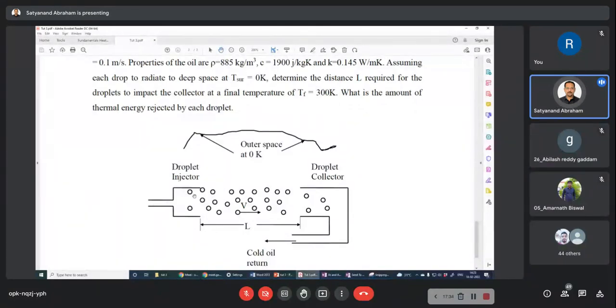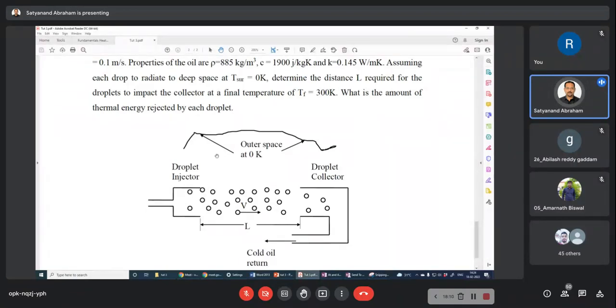These droplets first take heat from the electronic component, and then they are put into a cabin, into some equipment, so that they are rejected as small droplets. As small droplets they are given out, so from here it is open to space. Obviously it is not literally open to space, there are boundaries, but it is open to radiate to space.